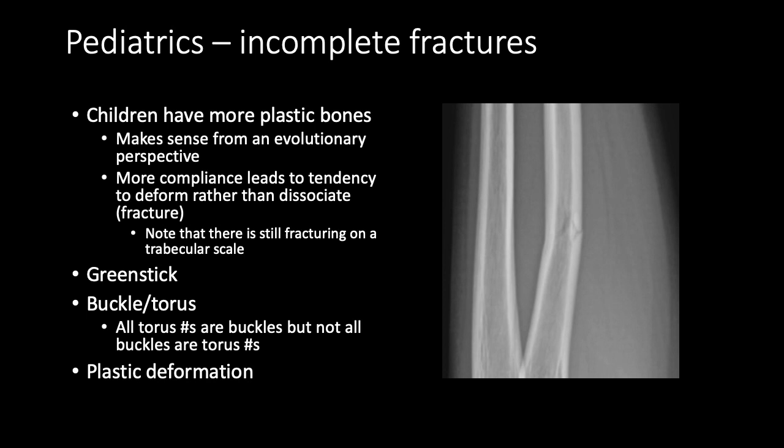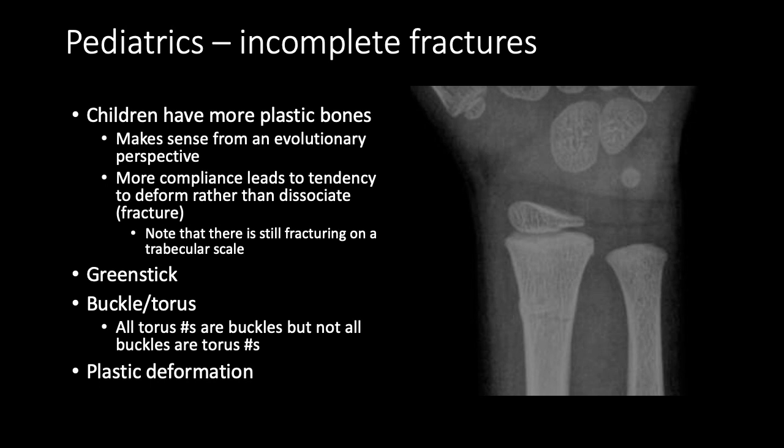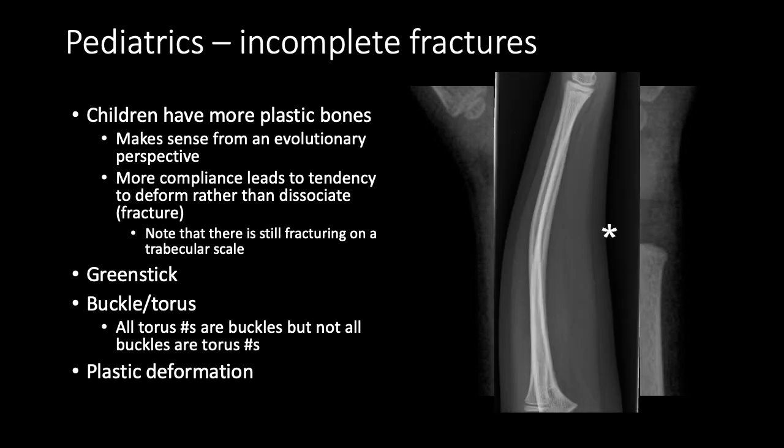The fracture looks similar to what would happen if you tried to break a small green branch on a tree. A buckle fracture is when one side of the bone bends, raising a little buckle, without breaking the other side of the bone. A torus fracture refers to a circumferential buckle fracture. Note that all torus fractures are buckle fractures, but not all buckle fractures are torus fractures. Plastic deformation or traumatic bowing is an irreversible change in the shape of a bone after an injury.